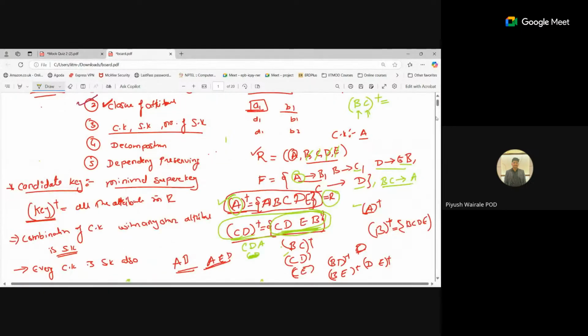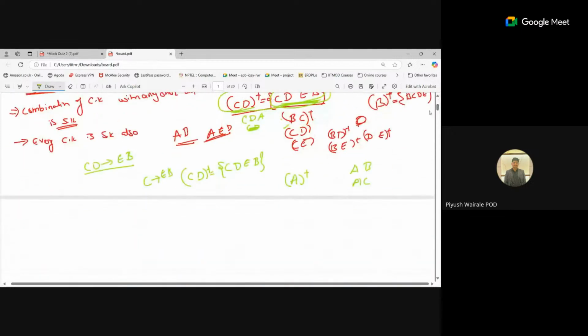For example, let's say we have this relation R with A, B, C, D, and we don't have any functional dependency. In that case, the combination of all attributes will be the key. If any relation doesn't have any functional dependency, then the combination of all attributes will be a key, because we want unique rows inside the table. So anyway, the combination of all the attributes will be the key here.